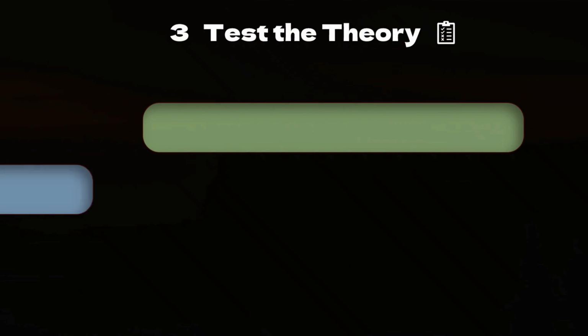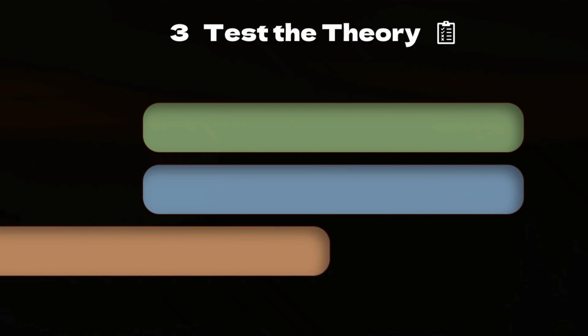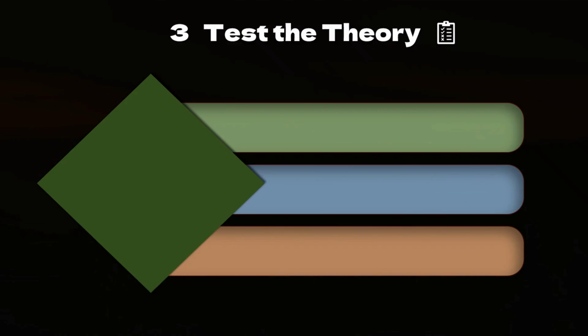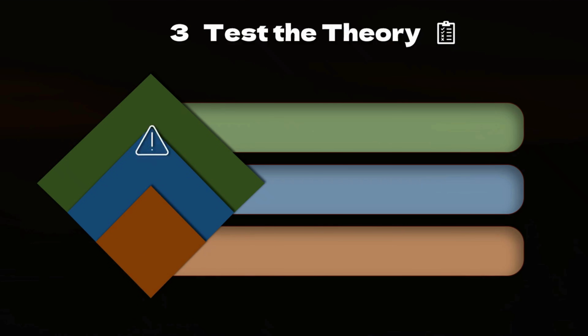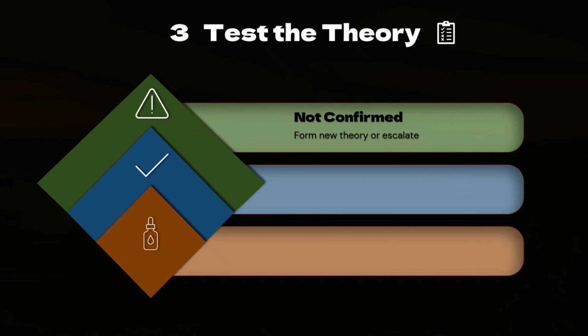Now step 3 is to test your theory to determine the actual cause. Now once you confirm the cause, you can move on to determine the steps to resolve the issue. Now if your theory is not confirmed, you need to go back to the previous step and establish a new theory of probable cause and escalate to a higher level technician. Also, you may need to undo any actions you took while testing your theory.